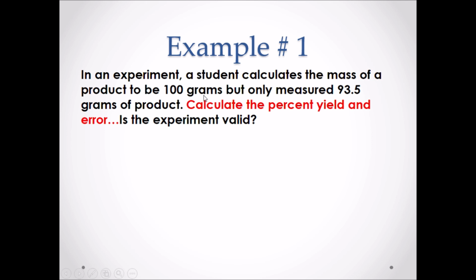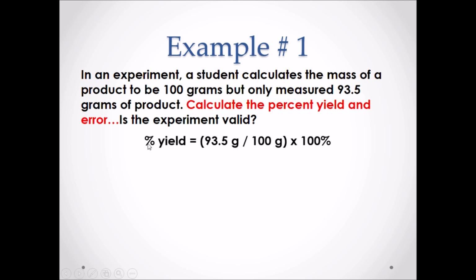In this question, we have to determine what is the actual yield and what is the theoretical yield. Remember, theoretical yield is calculated. It says a student calculates the mass of product to be 100 grams. Therefore, 100 grams is the theoretical yield. And remember, actual yield is measured in an experiment. It says only 93.5 grams of product were measured. Therefore, 93.5 grams is the actual yield.